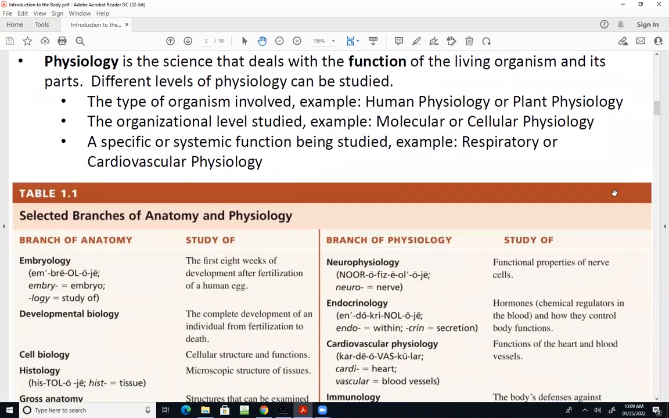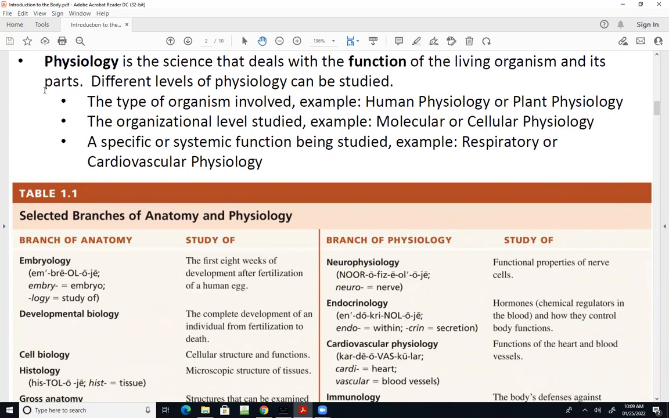Okay. Now in this class, we will obviously be focusing on anatomy because that's the name of the class, human anatomy, but we will also learn a lot about physiology. Okay, not nearly as much as what I talk about in the class physiology, but physiology is a science that deals with the function of the living organism and its parts.